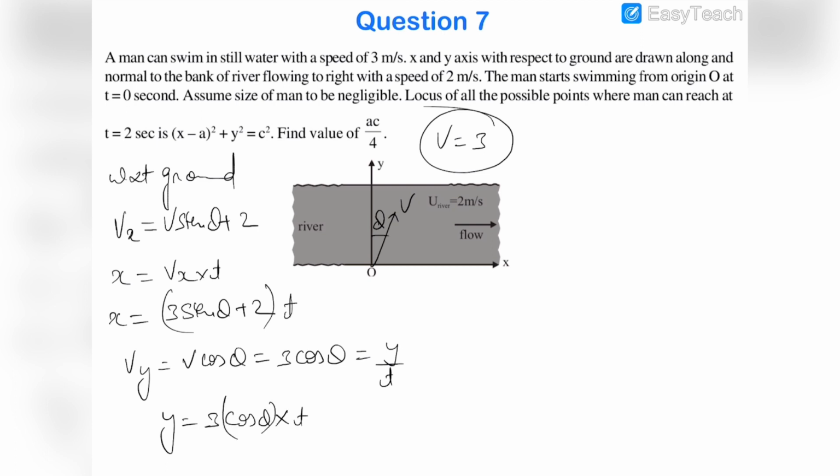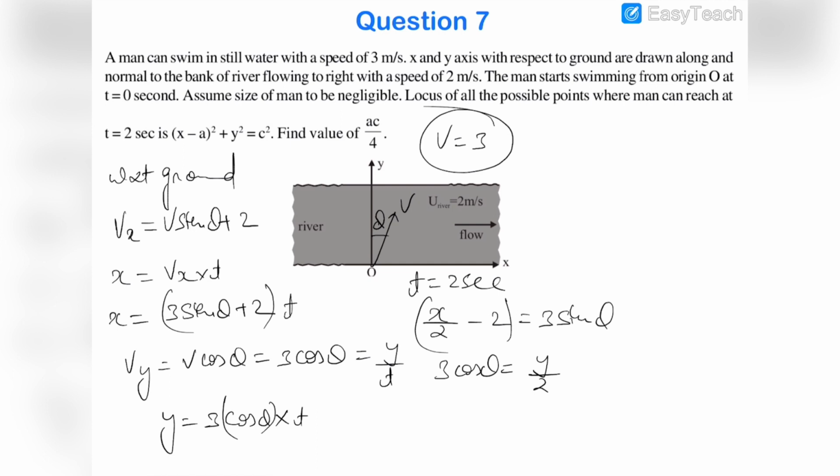This is y. Now what we have to do is find the relation between x and y, and we have to eliminate theta. So the best way to do this is, first of all, let us substitute the value of time. t is equal to 2 seconds, and let us find the value of sine theta from equation number 1. So you can see that x by 2 minus 2 is equal to 3 sine theta, and 3 cos theta is equal to y by 2.